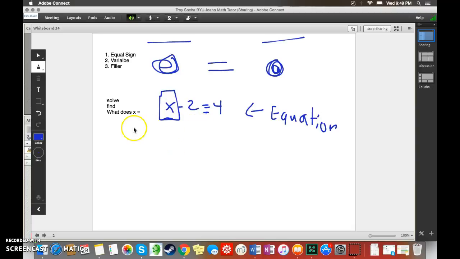When we use algebraic manipulation, we reverse the process to get the variable by itself equal to some sort of filler. And that filler ends up being our answer. Once the variable is by itself, we have an answer.